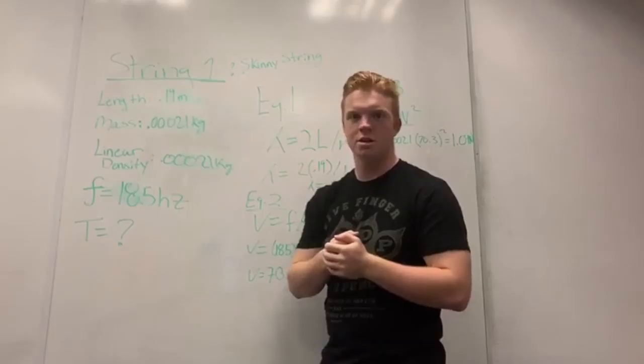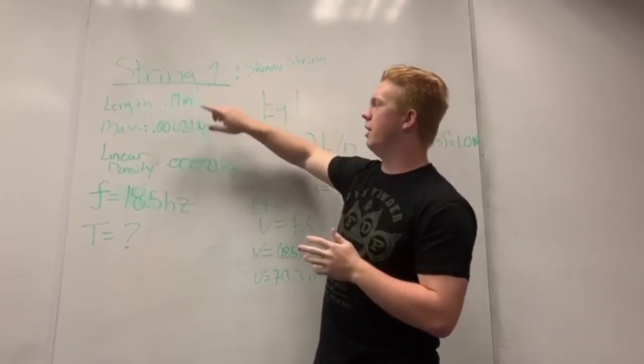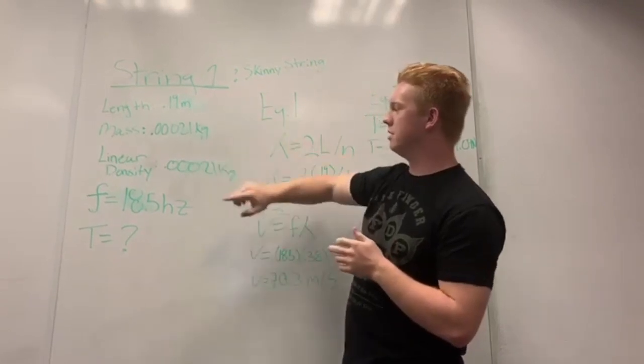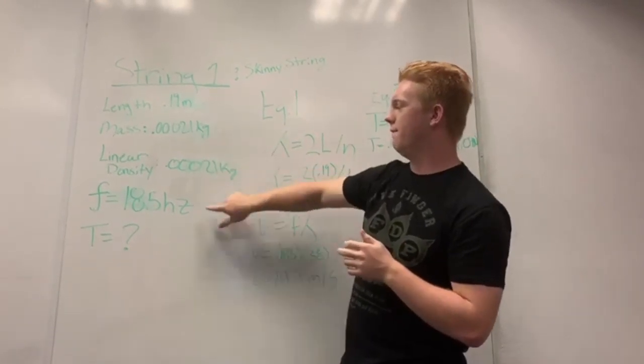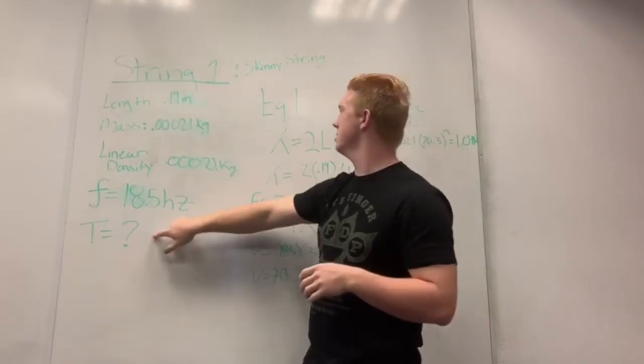Our goal was to find the tension of each string based on a specific frequency presented by the varying linear densities of the medium. So for our calculations for string 1, our skinny string, our known values are our length, our mass, our linear density, and our frequency that we found using the tuning app. We will utilize the 3 equations to find the tension.